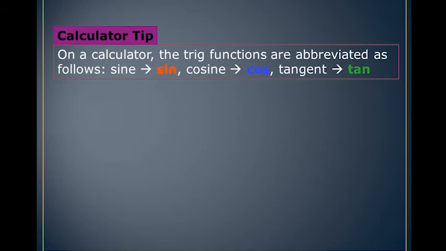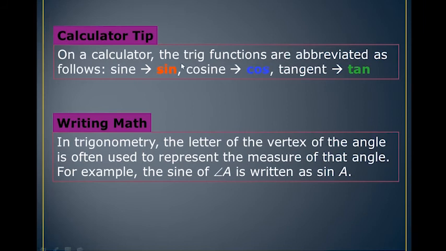Before going into detail, there is a calculator tip. On a calculator, the trigonometric functions are abbreviated: sine means sin, cosine means cos, and tangent means tan. Whenever we are writing the mathematical form in trigonometry, the letter of the vertex of the angle is often used to represent the measure of that angle. For example, the sine of angle A is written as sin A.